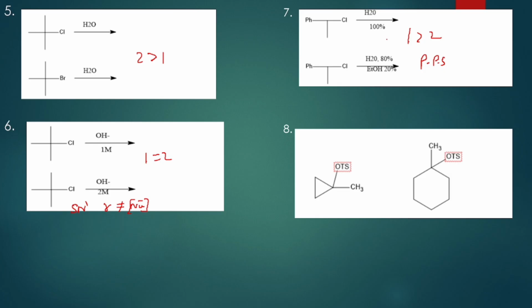Next question. OTs is a leaving group only. OTs is a good leaving group. 2 is greater than 1. Why? Because a 6-membered ring carbocation is stable as compared to the 3-membered carbocation. 3-membered carbocations are unstable due to angle strain.